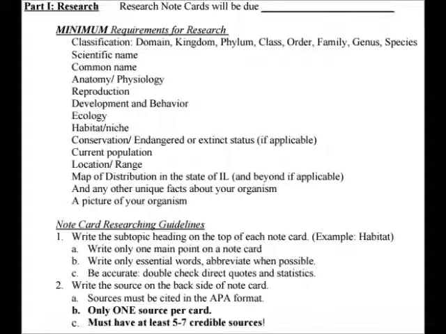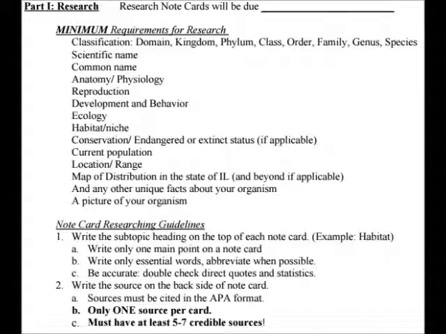You want to look for some anatomy and physiology of your animal. How does it reproduce? When does it reproduce? Information about reproduction. How does the animal develop? What are some unique behaviors the animal has? Some ecology, habitat, the niche in which your animal fills in the environment. Some conservation information about it.